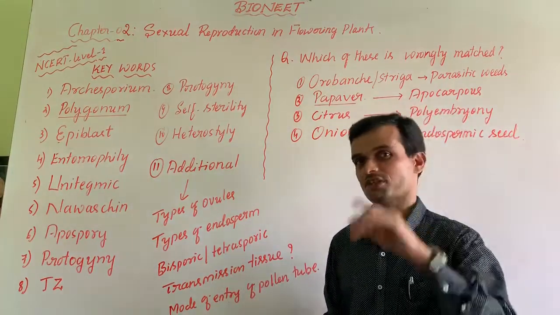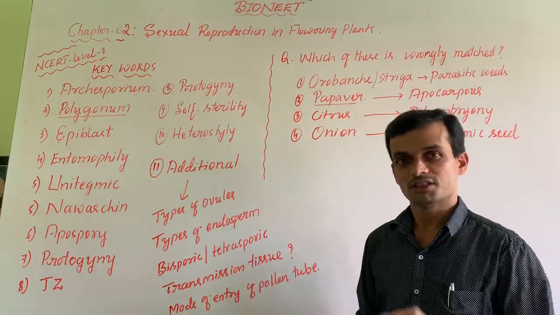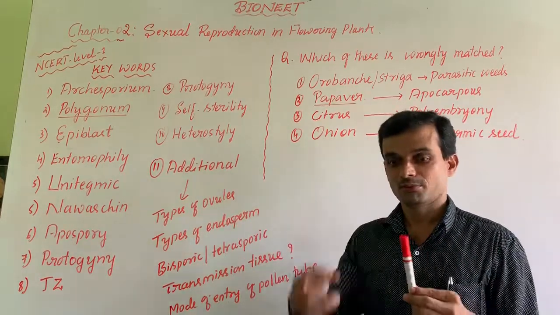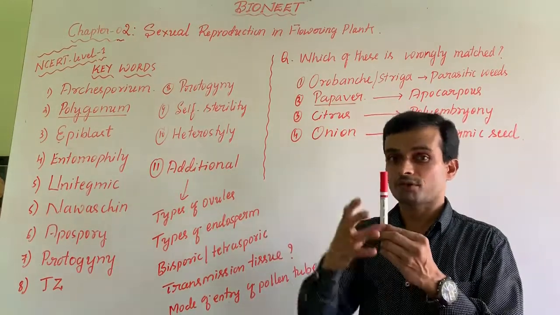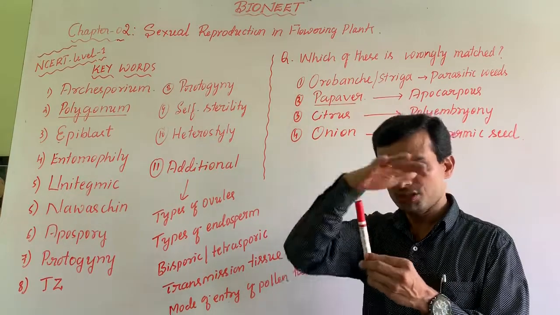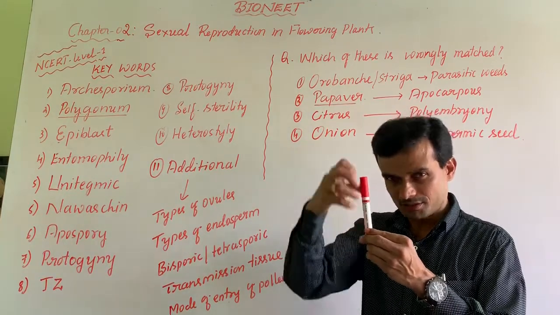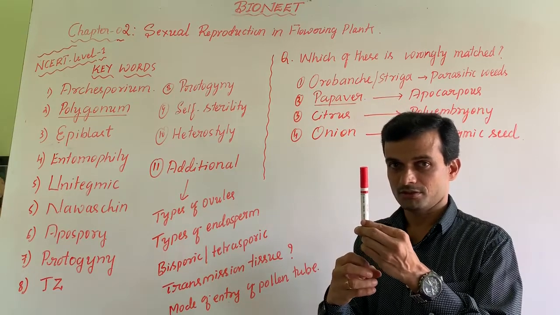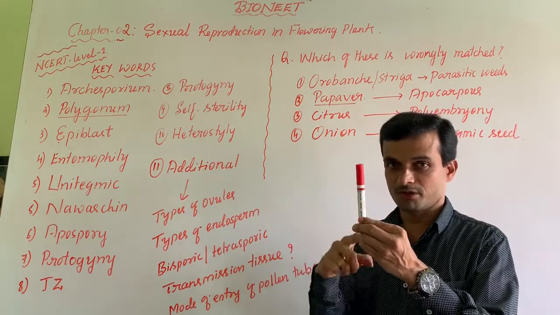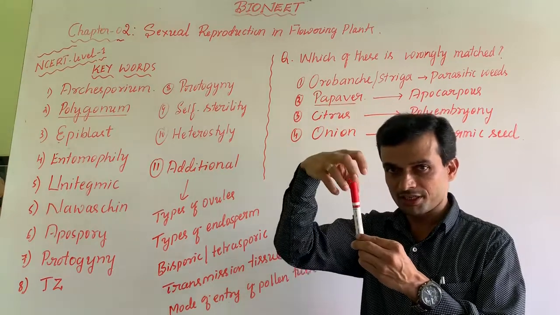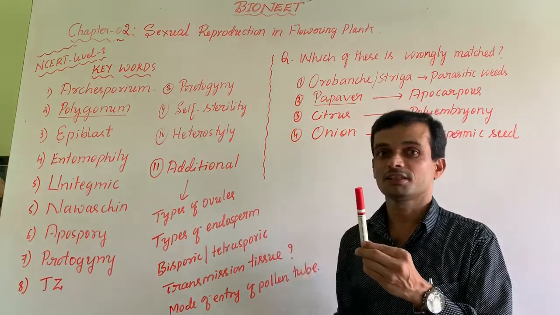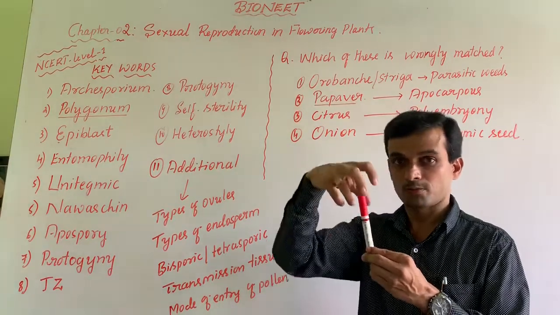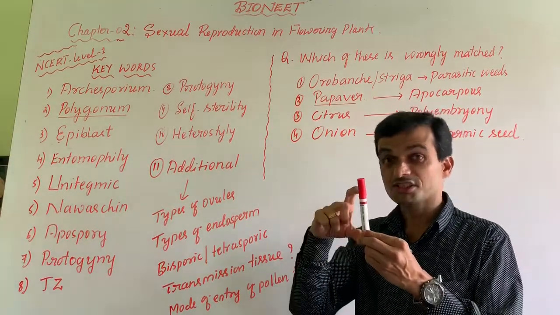Transmission tissue, that was also asked in one of the exams. It's a special type of tissue in the style. Many pollens come in contact with the stigma of one flower. Do all these pollens germinate in the style? They have to reach the ovule or embryo sac. This is the style between stigma and ovary. Do all pollen grains germinate simultaneously inside the style? Yes. That depends on the number of ovules. The number of pollens germinate. There is transmission tissue.